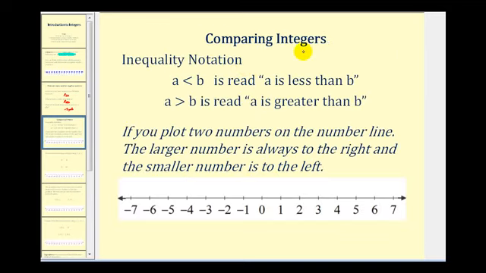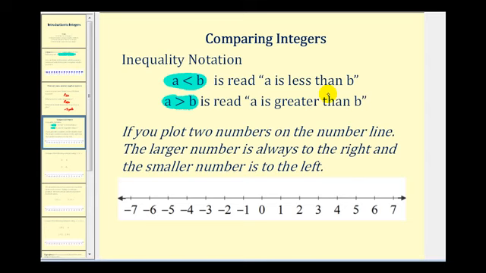Let's talk about comparing integers. We can compare integers using inequality notation. We read inequality statements from left to right just as we read a sentence. We would read this: A is less than B. And if the inequality symbol is reversed, we would have A is greater than B. Remember, if you think of this as an alligator mouth, the alligator likes to eat the larger number.